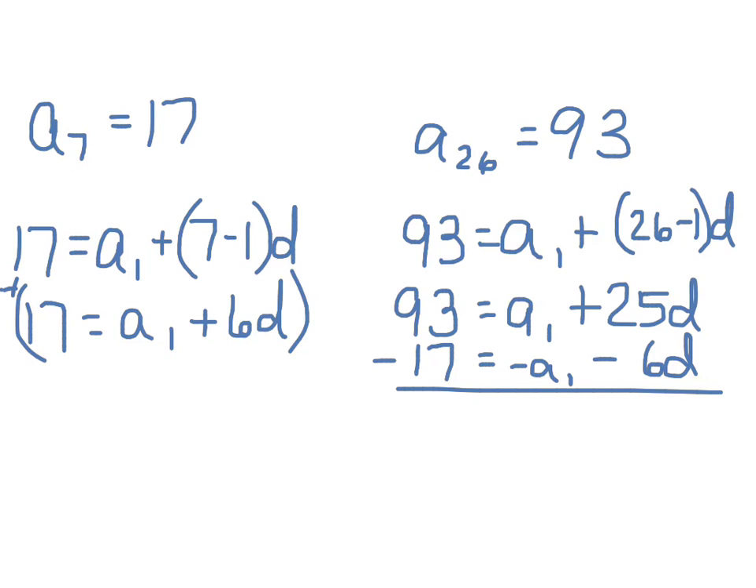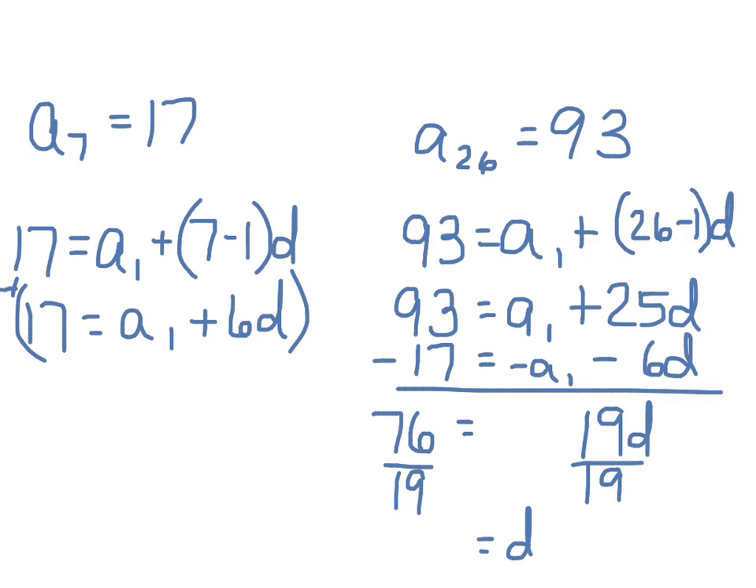Double check. 76. Good. What about the A1s? They're gone, right? What's 25 minus 6? Good. Now how do you find the D? Divide it. Awesome. And what's 76 divided by 19? 4. You just found the D.